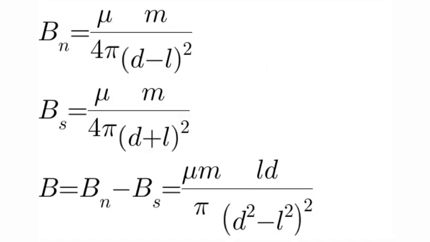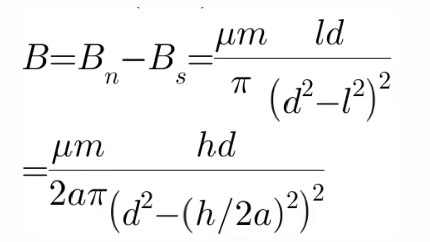Now we have to calculate the magnetic field due to the magnet. The magnetic field due to the northern pole is larger than the magnetic field due to the southern pole, and the resultant magnetic field is the difference between the magnetic field of the north pole and the south pole. So calculating the difference, we get this equation.